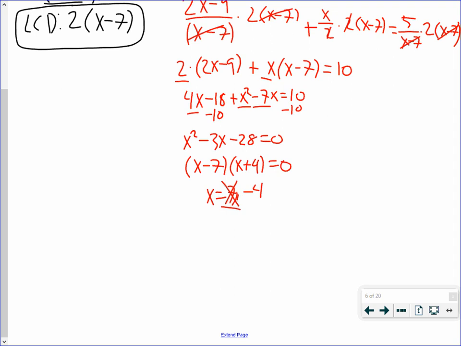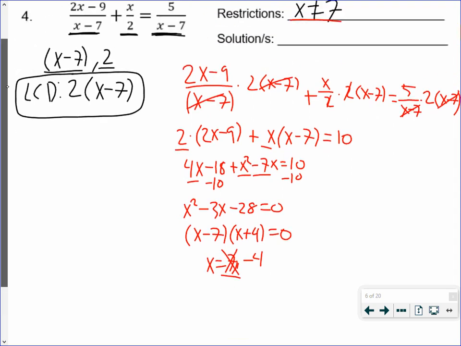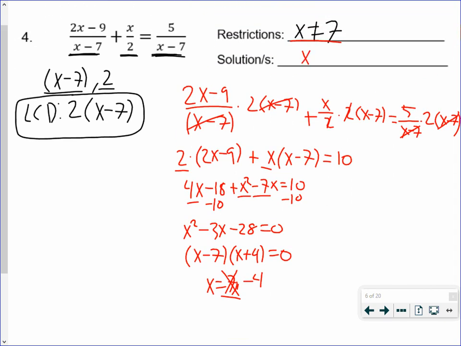So we're going to cancel it out, and my only solution to this problem is x equals negative 4. My extraneous solution is x equals 7, but my real, actual solution to this problem is x equals negative 4.